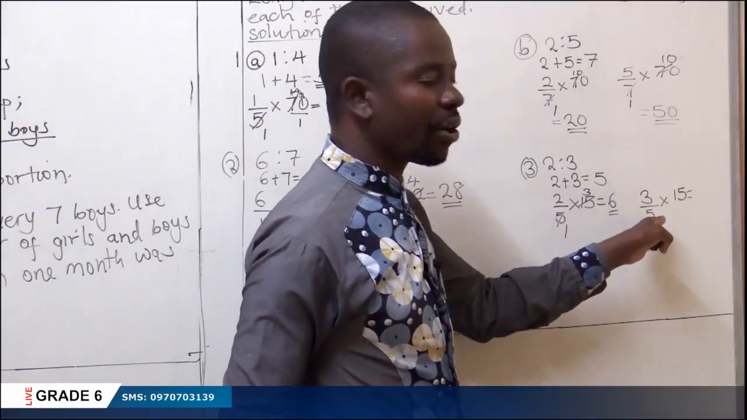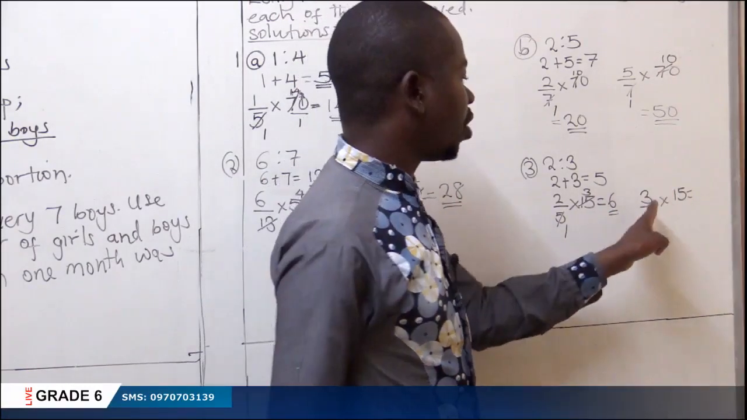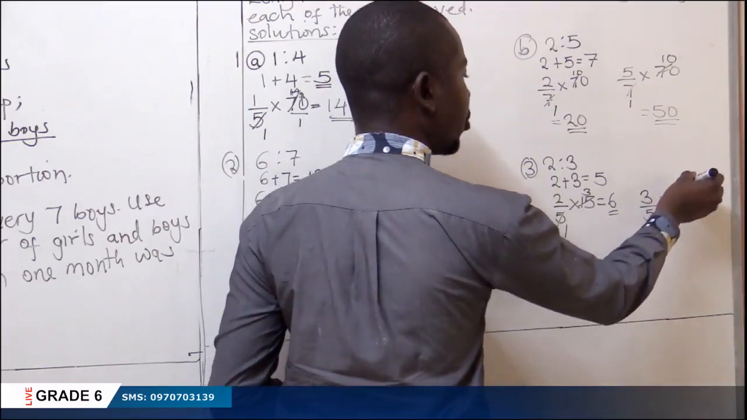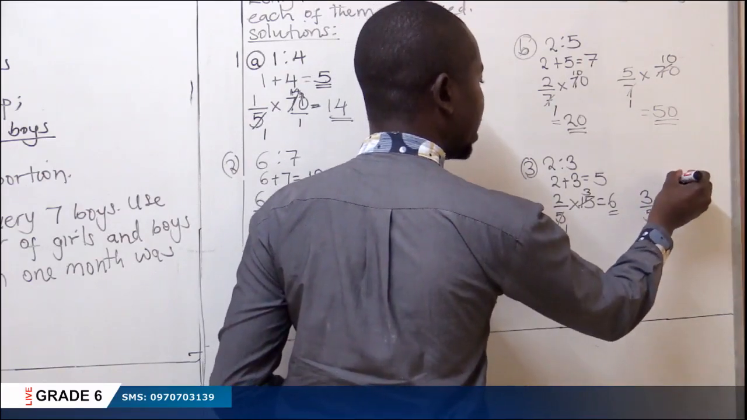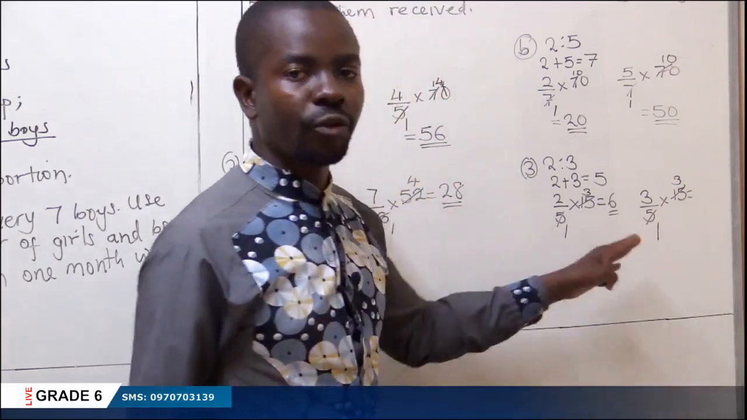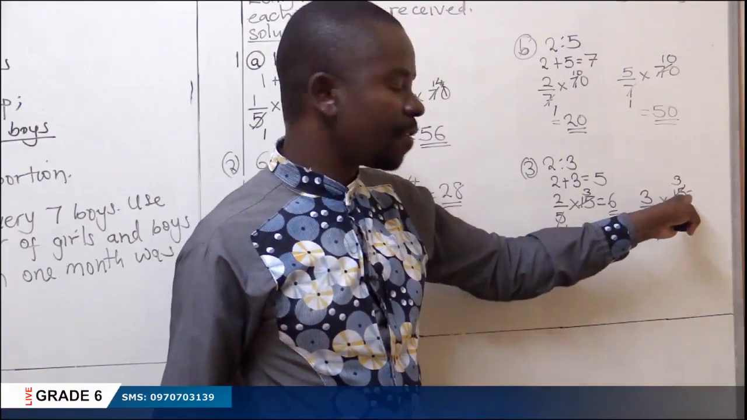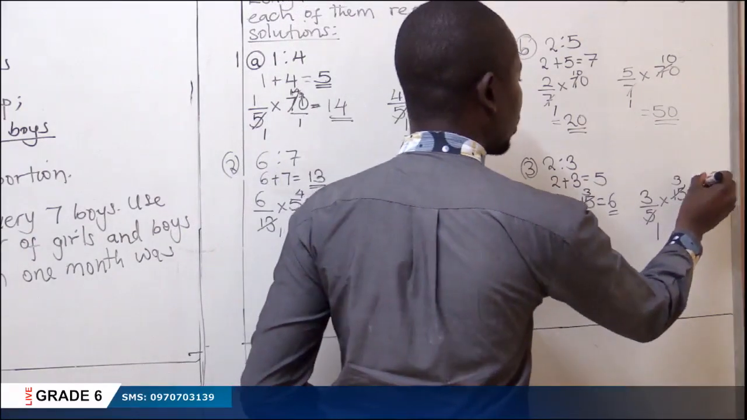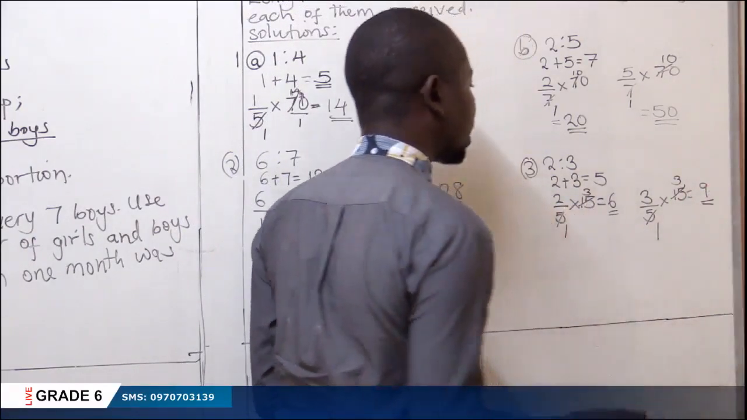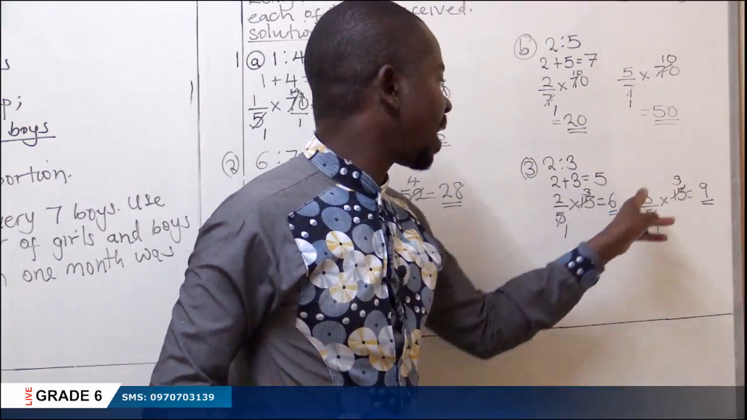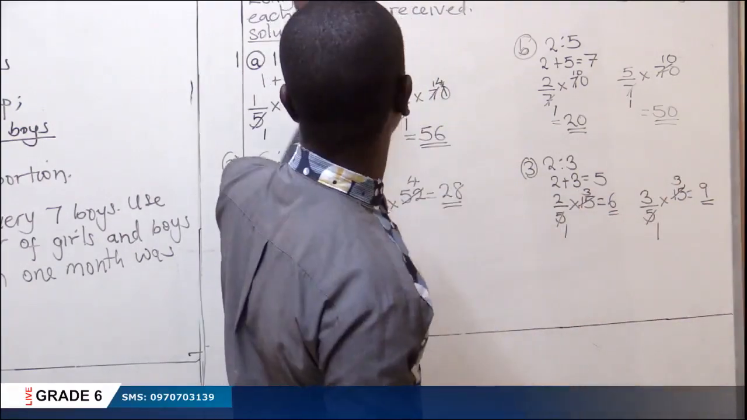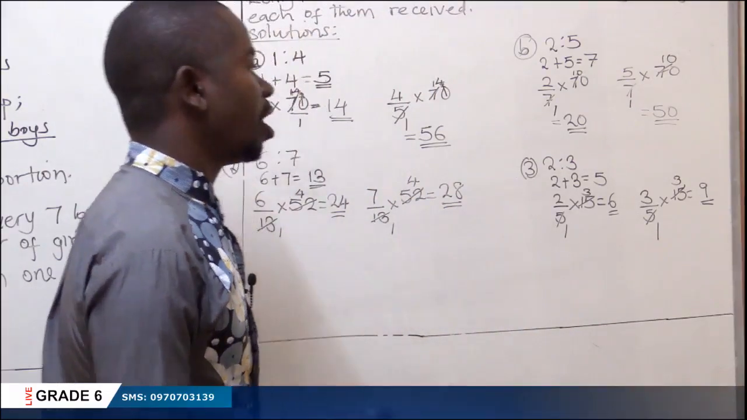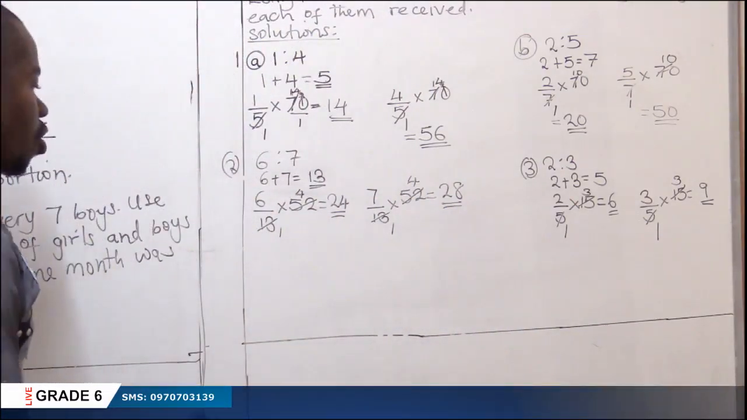What about 3 over 5 times 15? 5 into 5 is 1, 5 into 15 is 3. So 3 times 3 is 9. If you add 9 plus 6, it will give us 15, meaning that our answers are correct.